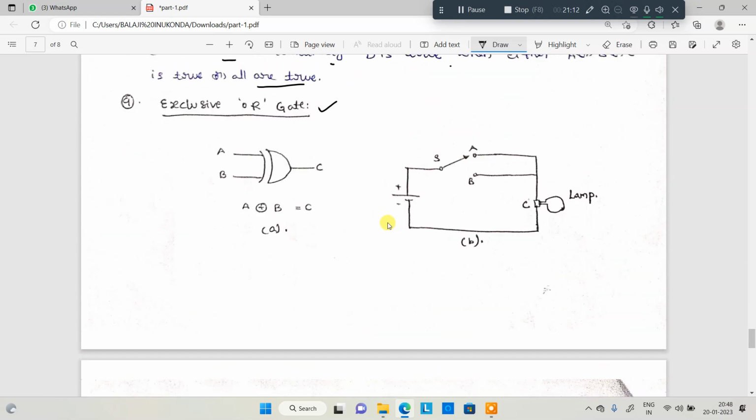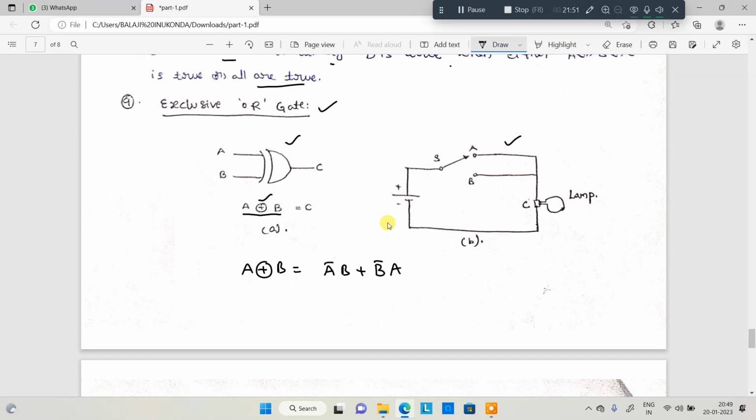See here. This is the representation for the exclusive OR gate. The symbol gives A exclusive-OR B is equal to C. I will give one important point: A exclusive-OR B is nothing but A bar B plus B bar A. Everyone remember that. That is for A exclusive-OR B. Based on that, we are going to form this logic.